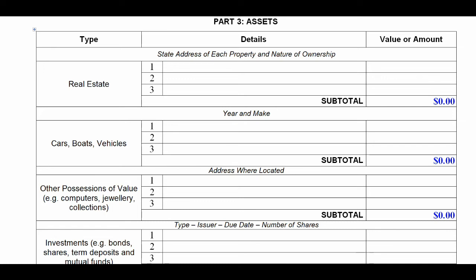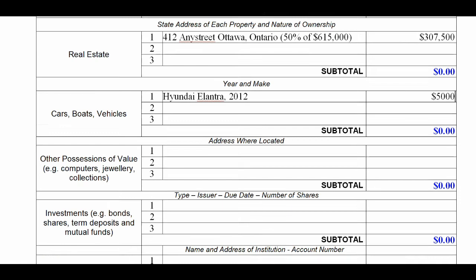We're going to assume that you co-own your property with a new partner, let's say. We're going to add the address and the nature of your ownership. We're going to assume the total value of the house you estimate at $615,000, and your half is therefore going to be $307,500. For cars and boats and vehicles, you don't add that if that's a lease. If you're financing it, we would add that as well. We also have to add any associated debt. We're going to add a vehicle at $5,000.